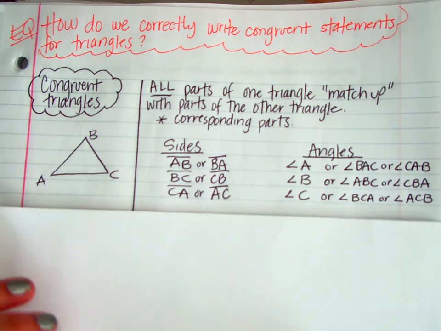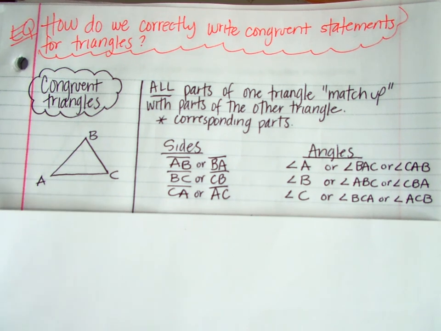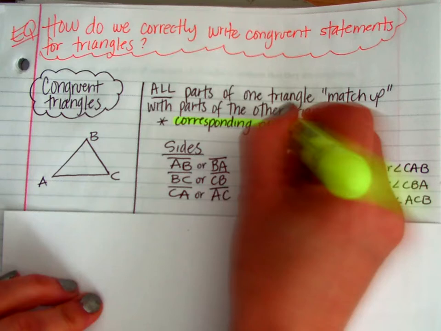All right, today we're going to be correctly writing congruent statements for triangles. First, we need to know what congruent triangles are. Congruent triangles are when all the parts of one triangle match up with parts of the other triangle. And we call that corresponding parts, when those parts match up.